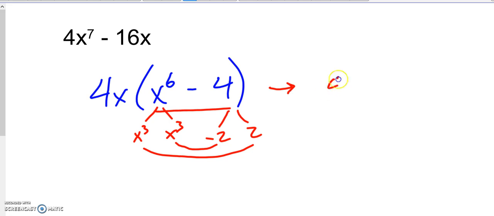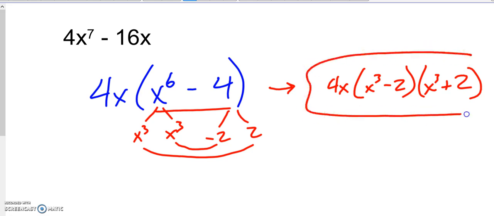So our final answer here is 4x, and then x to the 3rd minus 2 times x to the 3rd plus 2. And again, you could reorder these. It could have been 4x times x to the 3rd plus 2 times x to the 3rd minus 2, doesn't matter. So anyway, there are a lot of different routes and different examples I could show you, but these are good ones to give you a good base for the things to look out for. The biggest thing to watch out for would probably be the difference of 2 squares, to know that that can be factored one step further. All right, that's all I got.